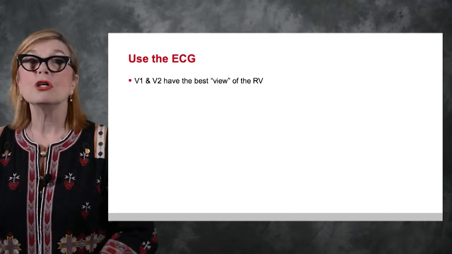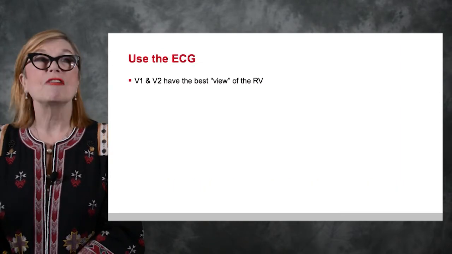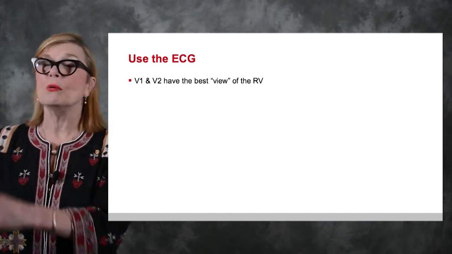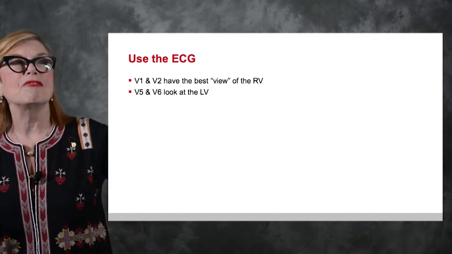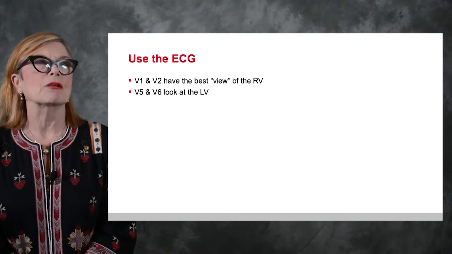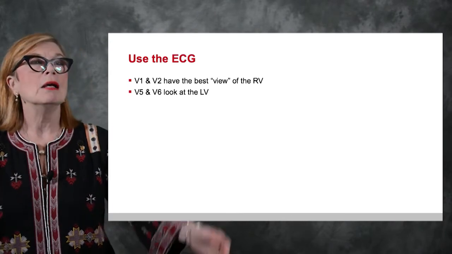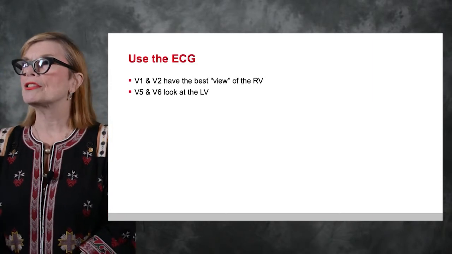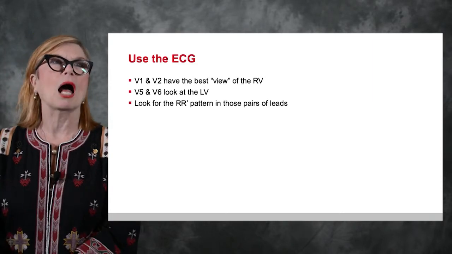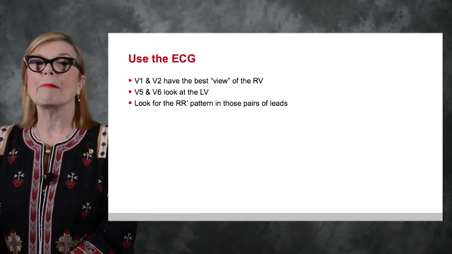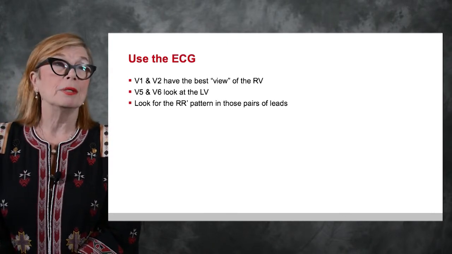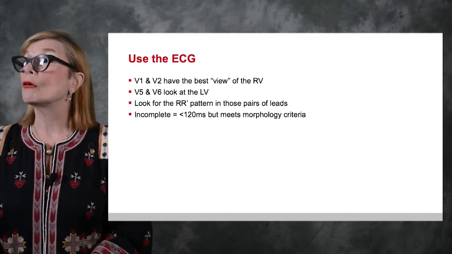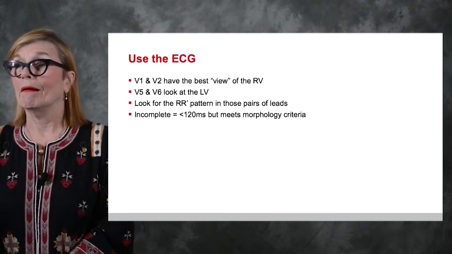Okay, so using your EKG, V1 and 2 have the best view of the right ventricle, and V5 and 6 look at the left ventricle. Choosing V1 for right and V6 for left helps us get a bird's eye view on bundle branch blocks. Look for the RR pattern. Where is your M and where is your W when you're diagnosing or evaluating heart block?